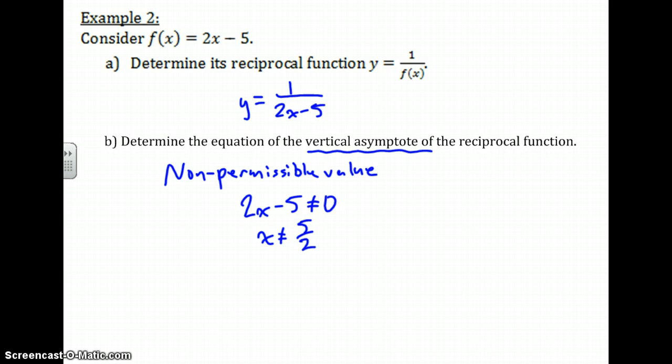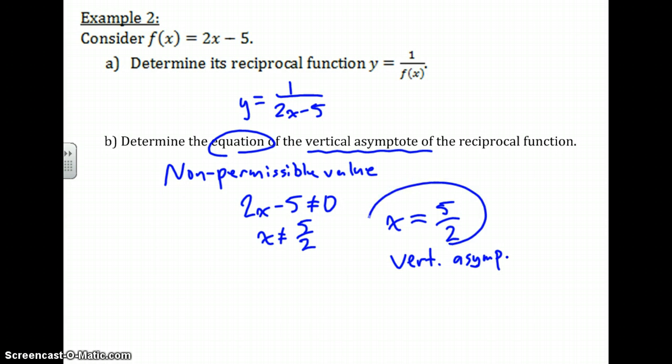Okay, and in this case it's basically asking for an equation, so if we were to draw it on a graph, we want it to actually be the line x equals 5 over 2. Right, so that's our vertical asymptote. So our vertical asymptote is wherever our non-permissible values are. In this case, we just have the one non-permissible value. So when we graph this, we know that there's going to be basically a straight up and down line that the graph is going to get really close to, but never actually touch.